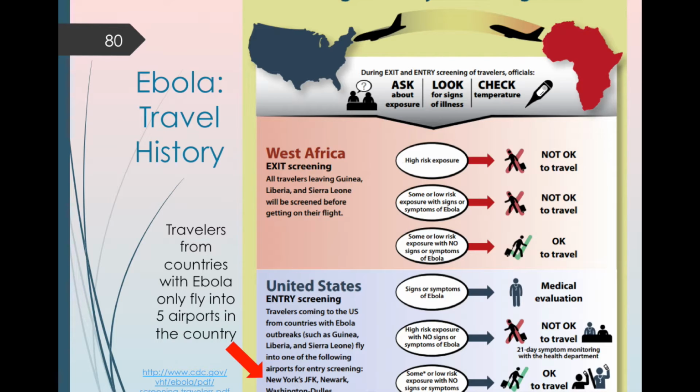Travelers from countries with Ebola can only fly into 5 airports in the country. The United States has this in place so that we are able to track where they are coming from and where they have headed to, because they have only been able to come into one of 5 airports. Those airports are New York's JFK, Newark, Washington Dulles, Chicago O'Hare, and Atlanta. Also included on this slide is information based on their risk of exposure and whether or not passengers are allowed to travel.